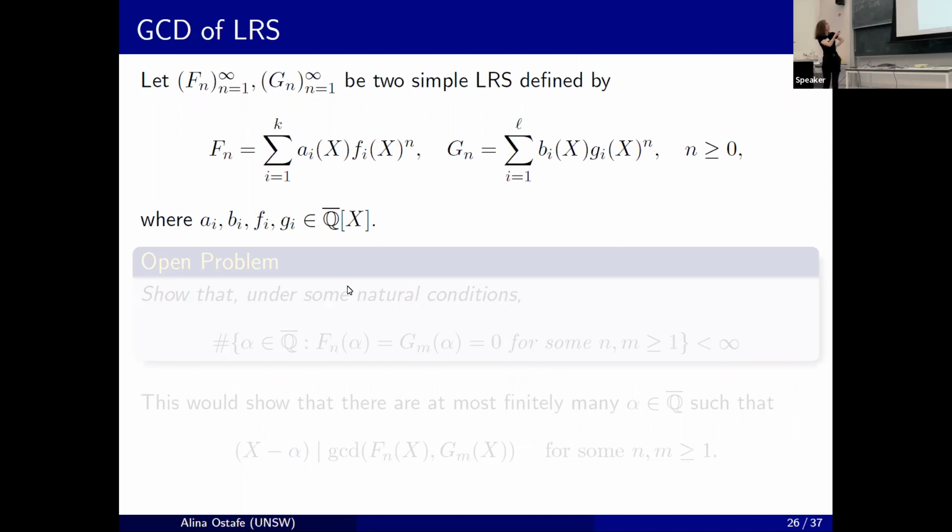So let F_n and G_n be two simple linear recurrences that are defined in this way. And here, simple means that these polynomials here do not depend on n. This is what simple means here.